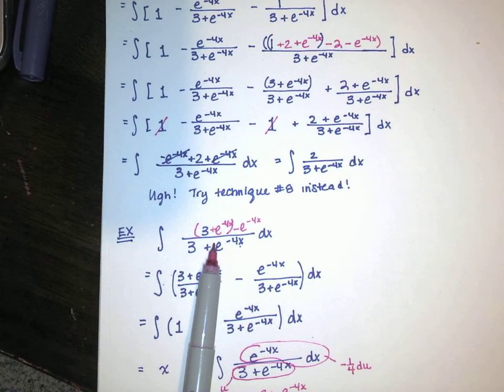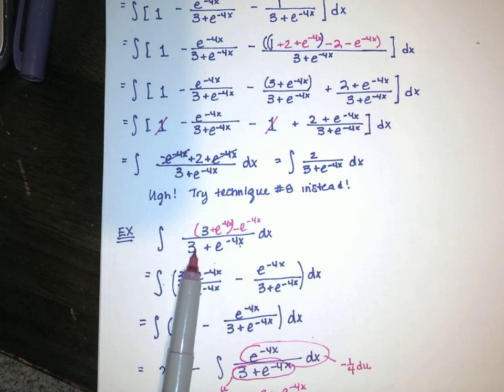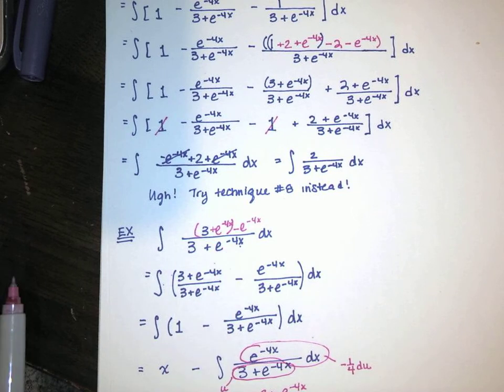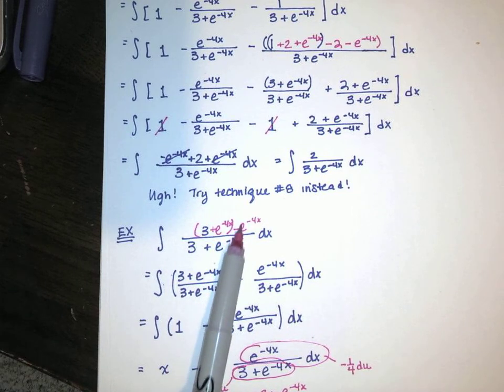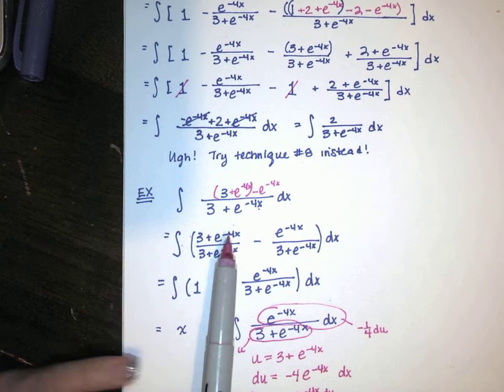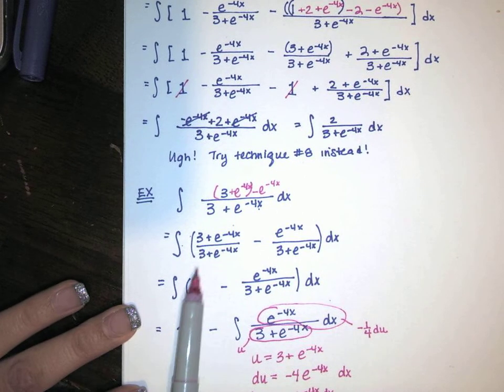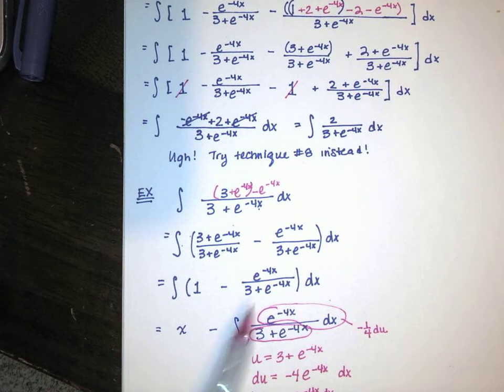But this one is. This is a great candidate because that number and that number are exactly the same. I can add and subtract exponentials as I want. And then when I do, I get just something that reduces to a constant and then something that reduces to a u sub. And let me show you one more example.